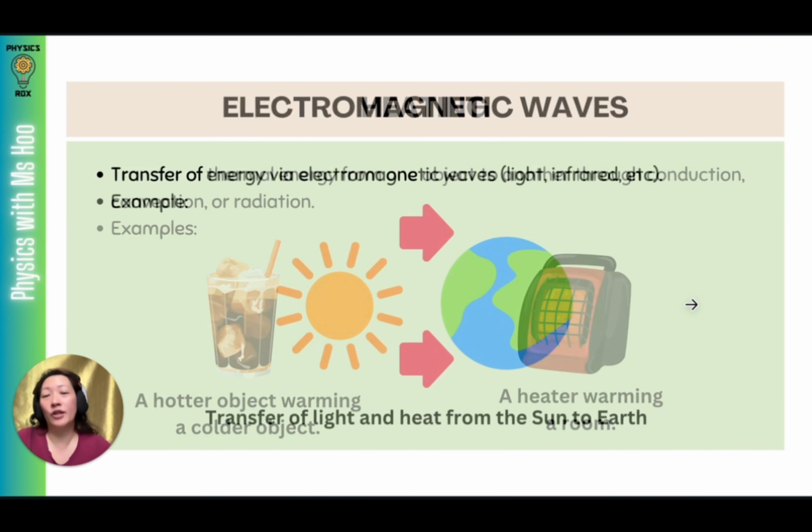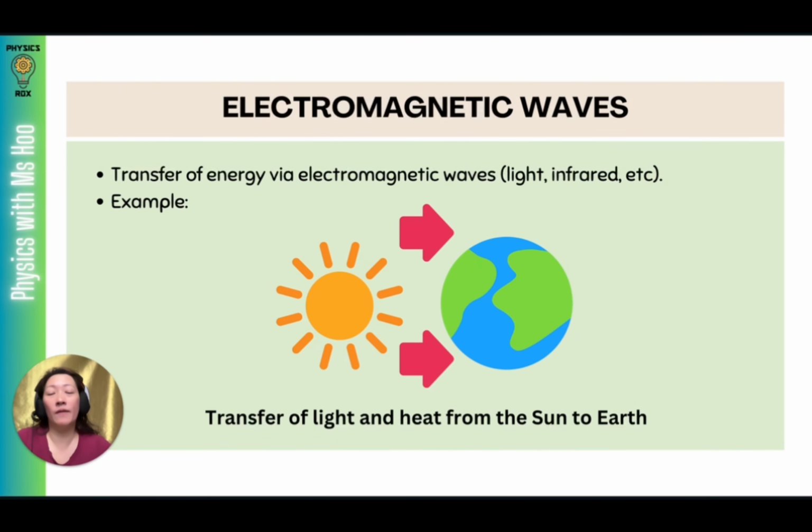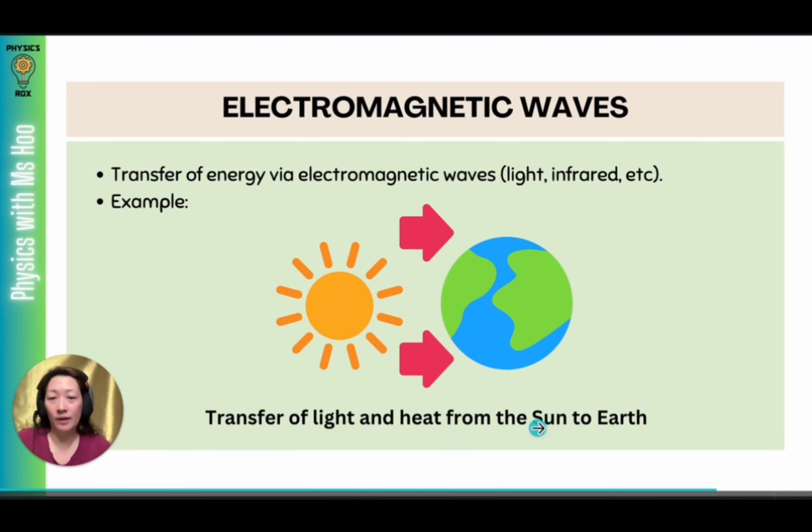Another form of energy transfer is a transfer of energy via electromagnetic waves. Electromagnetic waves is quite a large spectrum which includes light, infrared, and many others. If you'd like to learn more about electromagnetic waves, please watch my video on the electromagnetic spectrum. A perfect example of this form of energy transfer is a transfer of light and heat from the sun to earth, because light is an electromagnetic wave, while heat is also an electromagnetic wave in the form of infrared radiation.